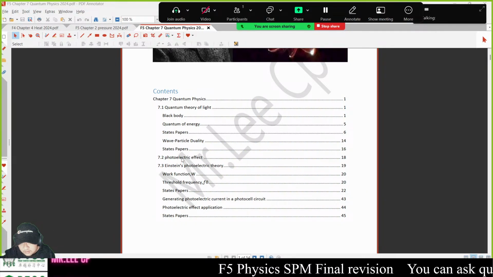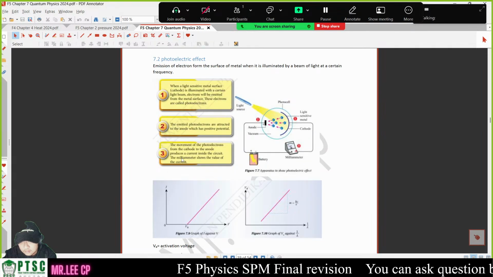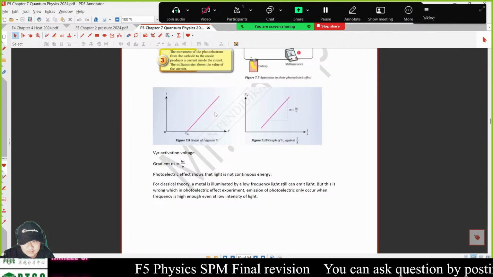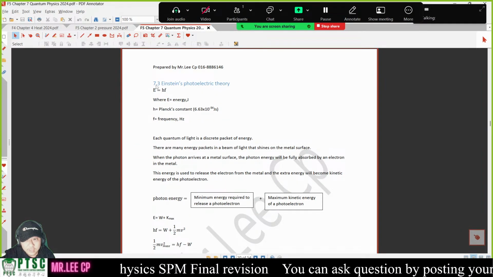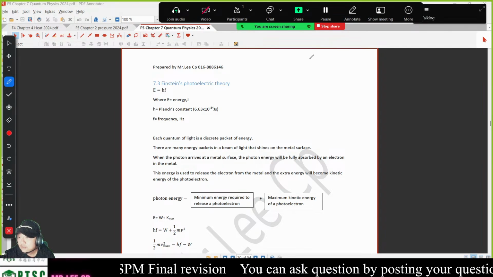Photoelectric effect, the calculation. This one, the one that you want me to discuss. Okay, is it this one? This one, so I'll do a bit.